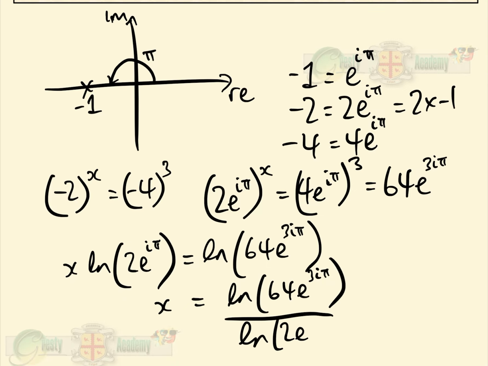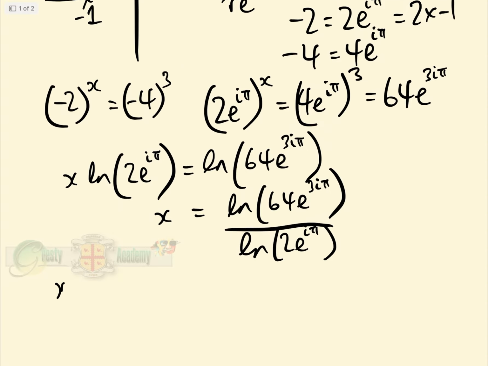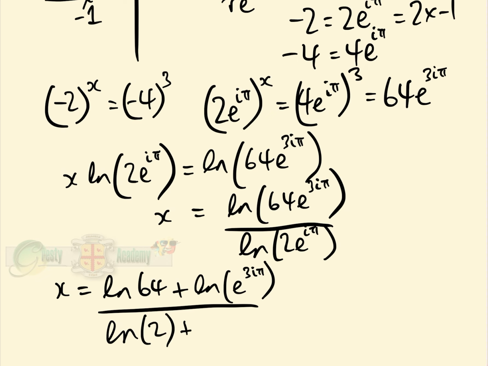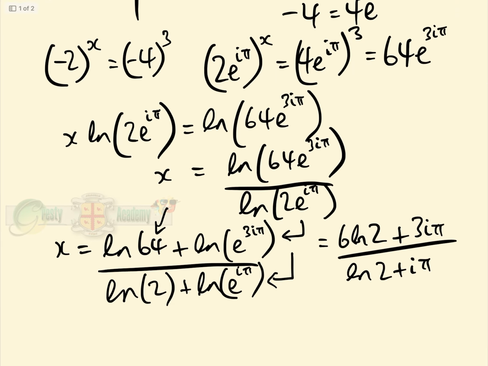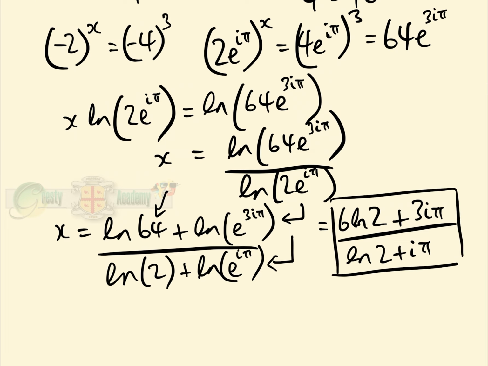over log of 2e to the i pi, and expanding that gives us x equals log 64 add log e to the 3i pi over log 2 add log e to the i pi, and log of e to the 3i pi is just equal to 3i pi, and log of e to the i pi is equal to i pi, and log of 64, well 64 is 2 to the power of 6, so we can rewrite that as x equals 6 log 2 add 3i pi over log 2 add i pi, and in actual fact that is the answer to our question, x equals 6 log 2 add 3i pi over log 2 add i pi.